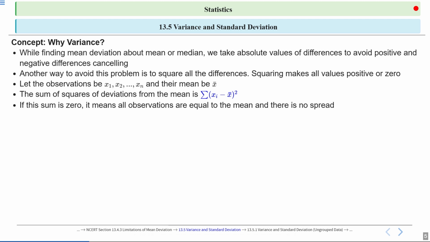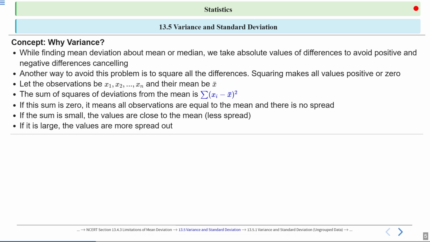If this sum is 0, it means all observations are equal to the mean and there is no spread. If the sum is small, the values are close to the mean and less spread out. If it is a large value, then the values are more spread out from each other.